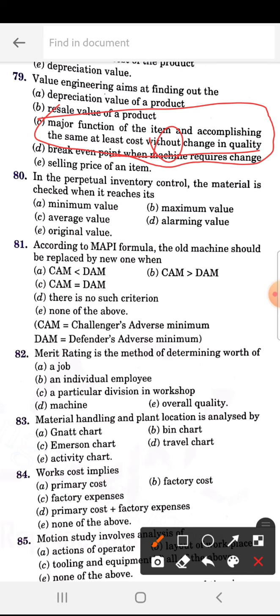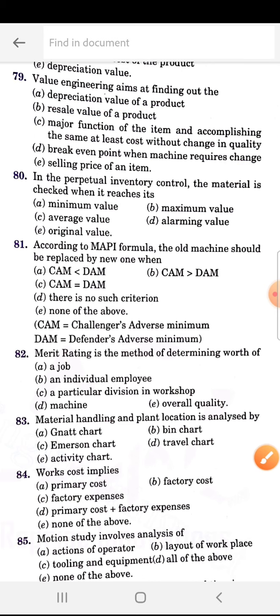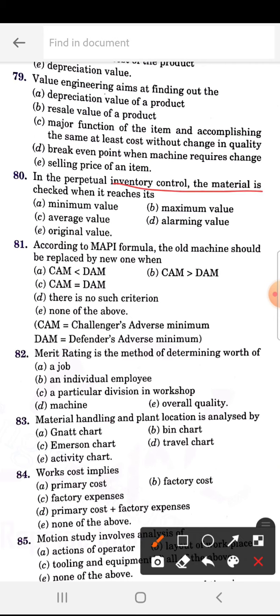Next, in the perpetual inventory control, the material is checked when it reaches its... 80 is A, that is the minimum value. So when it reaches the minimum value, we will check the inventory control.